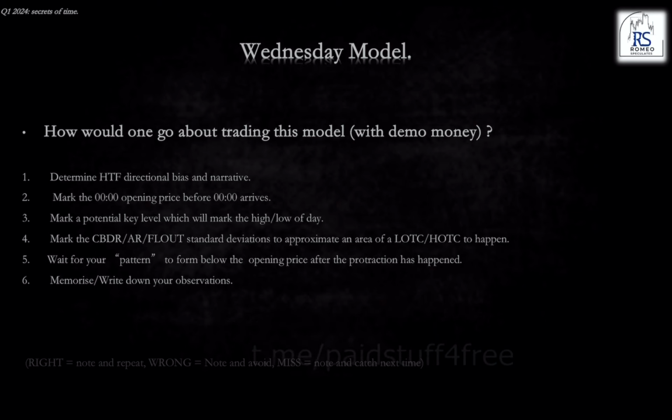Number one, or step one, determine higher time frame directional bias and narrative. Bias is where, and narrative is why. Two, mark out the midnight opening price before opening time, before midnight arrives. Mark a potential key level, which will mark the high or low of the candle you are willing to trade. Mark a liquidity pool. More on this in the upcoming chapters.